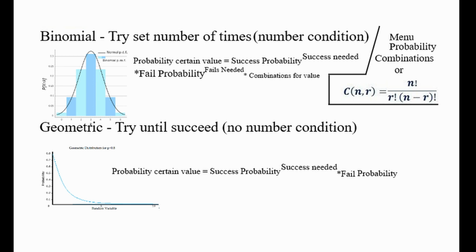To use combinations, just go to Menu, Probability, Combinations on a TI Nspire or use this formula. Geometric has the same conditions as binary, but instead of having a set number of trials, it has trials until success. It is very right skewed and not normal, but if you want to find the probability of a certain value of a geometric distribution, simply take the probability of success, raise it to the number of successes required, and multiply by that probability of failure. If you want to find a range, add them all together or subtract the complement.